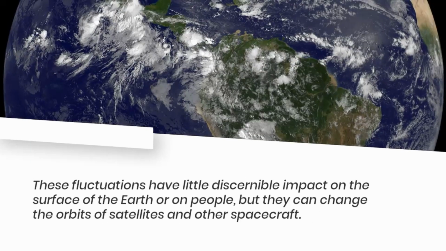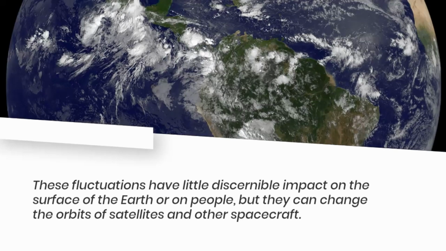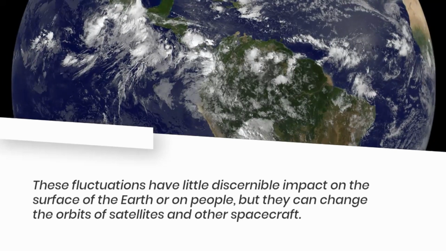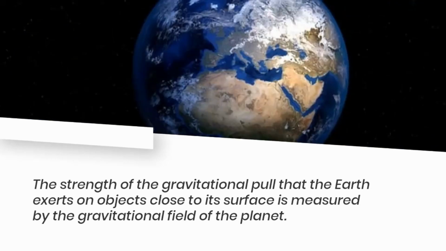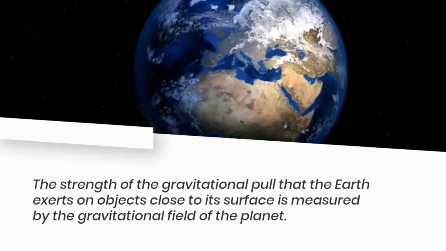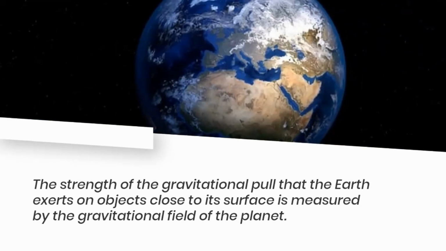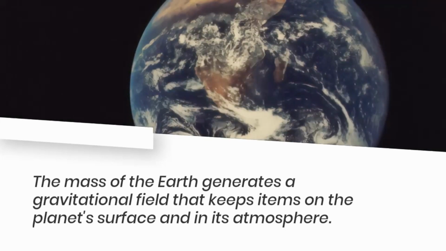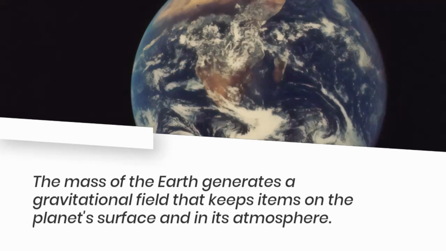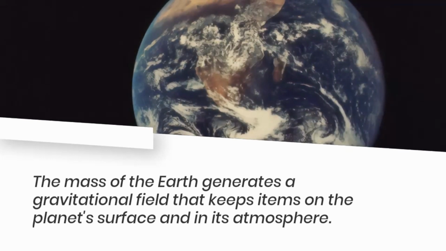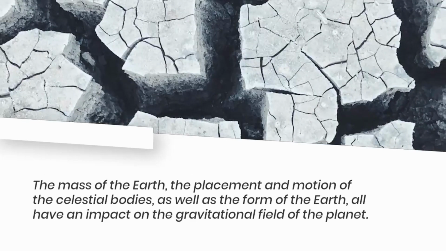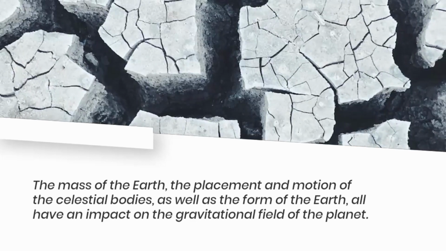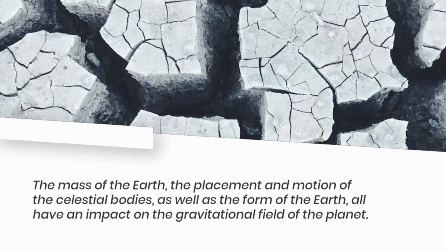These fluctuations have little discernible impact on the surface of the Earth or on people. But they can change the orbits of satellites and other spacecraft. The strength of the gravitational pull that the Earth exerts on objects close to its surface is measured by the gravitational field of the planet. The mass of the Earth generates a gravitational field that keeps items on the planet's surface and in its atmosphere. The mass of the Earth, the placement and motion of the celestial bodies, as well as the form of the Earth, all have an impact on the gravitational field of the planet.